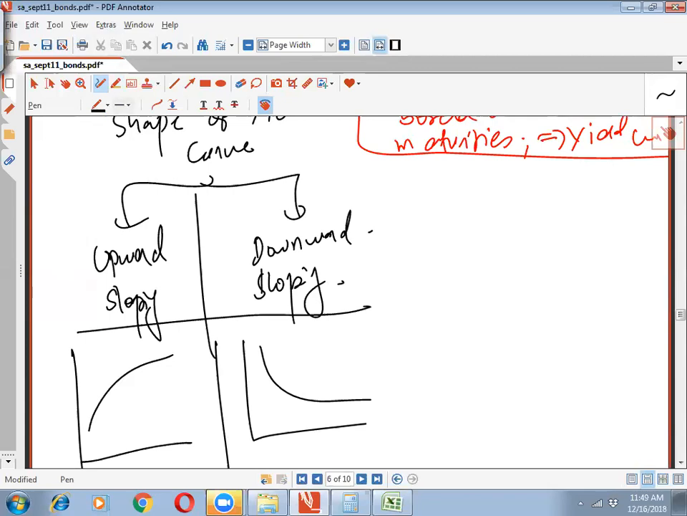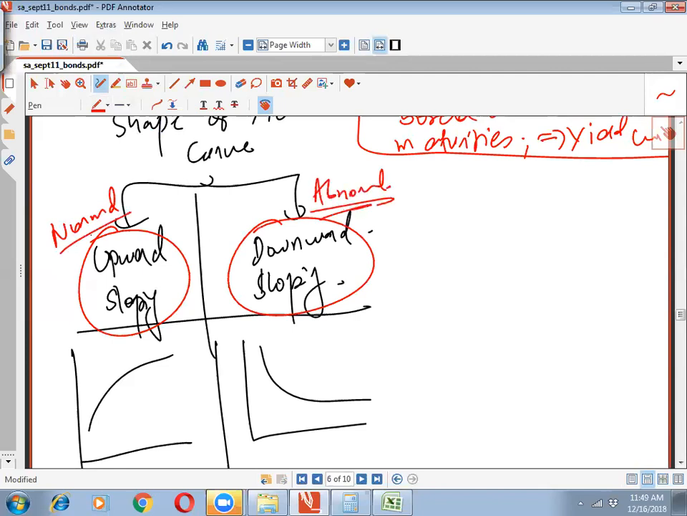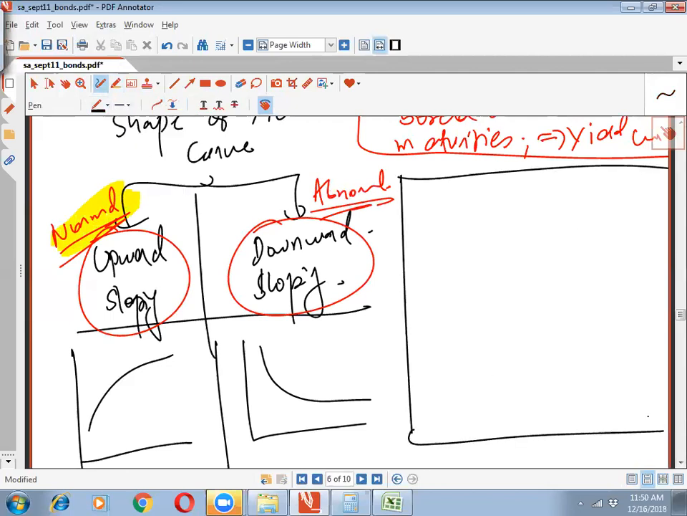Okay, so this upward sloping yield curve is considered to be a normal yield curve, and this is considered to be an abnormal yield curve. When we say it's a normal yield curve, that means if you analyze the yield curve at any point of time, you would generally find it to be an upward sloping yield. Now, why is a yield curve generally upward sloping? The yield curve is, most of the time, upward sloping because of multiple reasons.